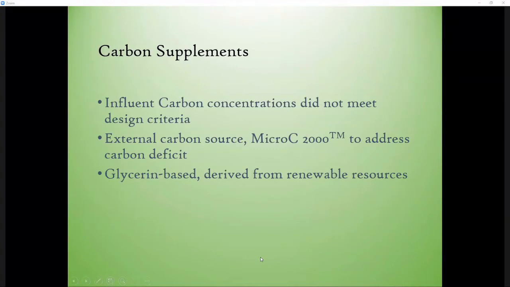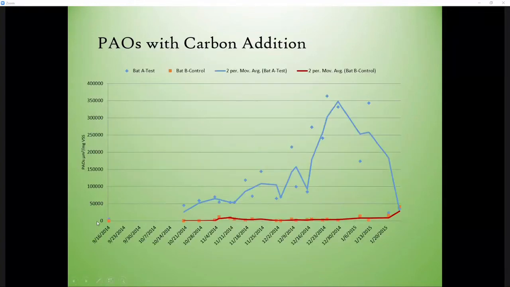One of our plants just didn't have enough carbon, didn't have enough organic material coming in. So what they did is they bought an external source. It's called Micro C. And so they started adding it. They had 2 trains, a test train and a control train. And so they put the Micro C on one train, and then they didn't put it on the other one. The red line is the one that didn't have the carbon. The blue line is the one that did have the carbon.